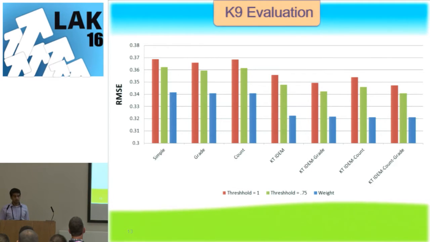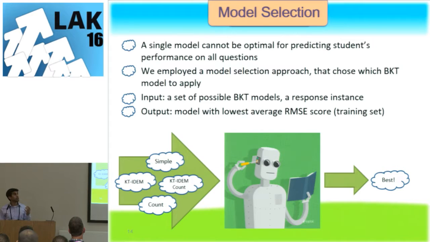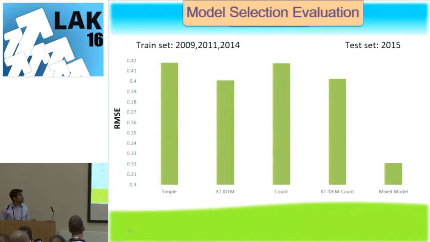So we took that idea and implemented it, and we came up with a model selection algorithm. The input for that algorithm is a set of possible BKT models and the response, and the output is the best model that fits that response. We tested it a bit differently. Since we wanted to deploy the system on the 2015 data, we used the 2015 data that we had as a test set, and we used the 2009, 2011, and 2014 data as the train set.